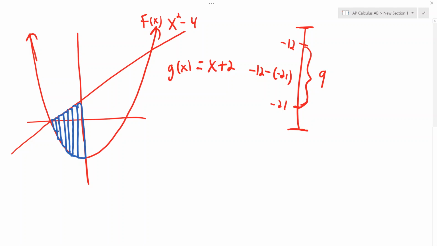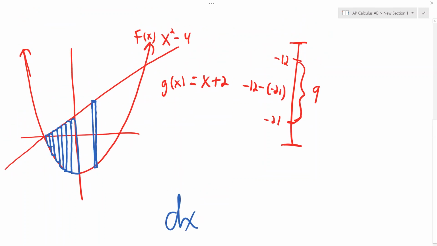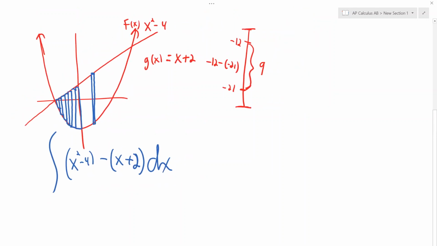Make sense? What's the thickness of every single one of those rectangles? Infinitely small. What do we call it? dx. No matter where I draw these rectangles, what's the height of every one of them? f of x minus g of x, which is x squared minus 4 minus (x plus 2). Look how I have to write this.